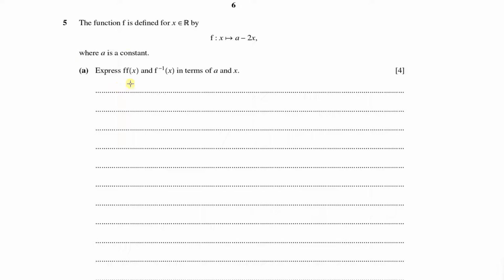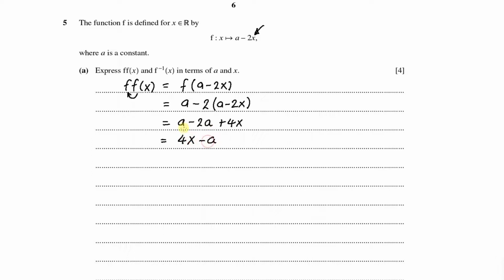So let's start with f of f of x. This means that we are inputting f of x into the function of f, so that will be a minus 2x here. So whatever goes into the function of f replaces the x here. So that will be a minus 2 of, the input is a minus 2x. So that will be a minus 2a plus 4x, which can be simplified to 4x minus a, since a minus 2a is minus a. So that's the expression for f of f of x.